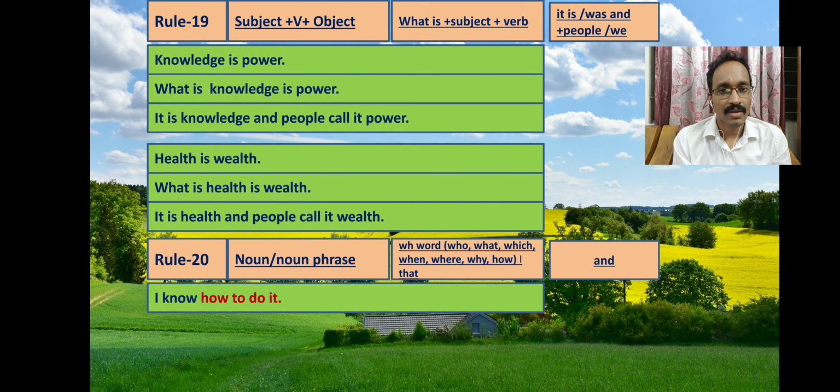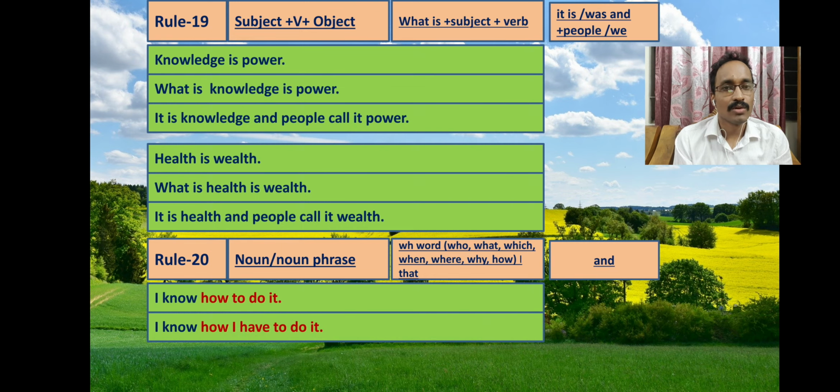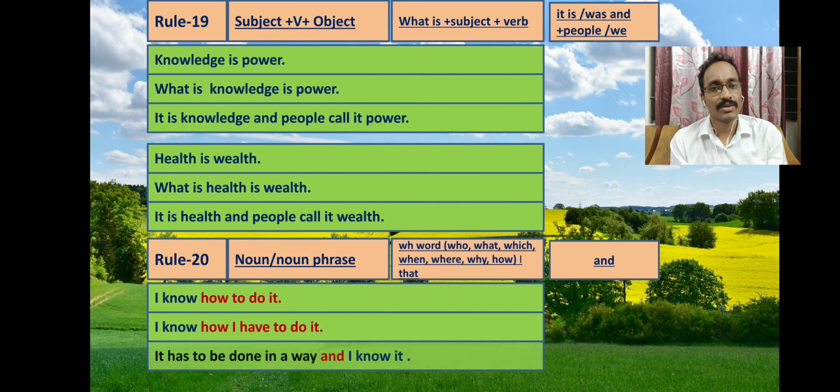So see some examples. I know how to do it. How to do it here is the noun phrase. I know how. How is the WH word. How I have to do it. And using and, we can make it a compound sentence. It has to be done in a way, and I know it.